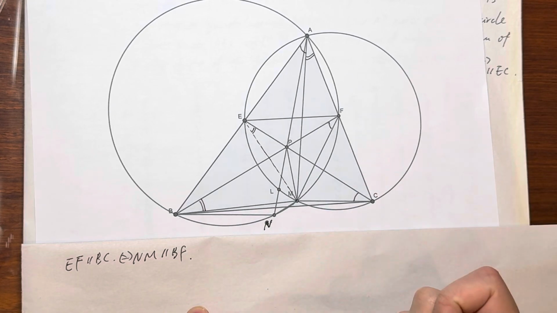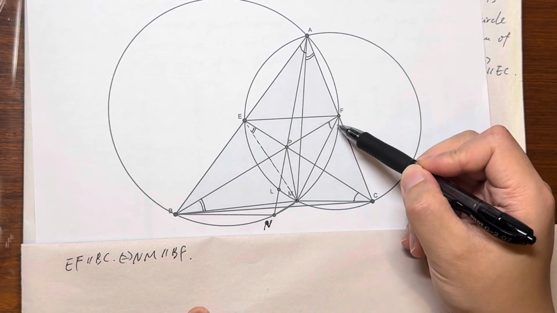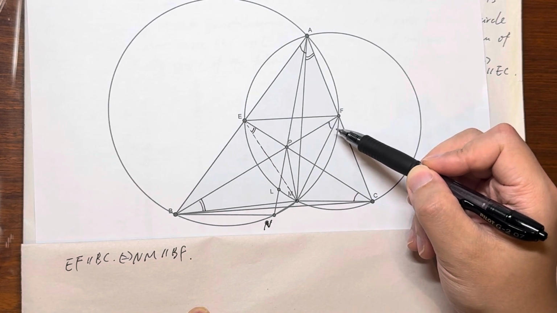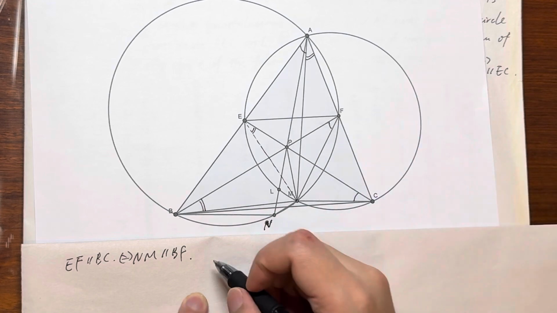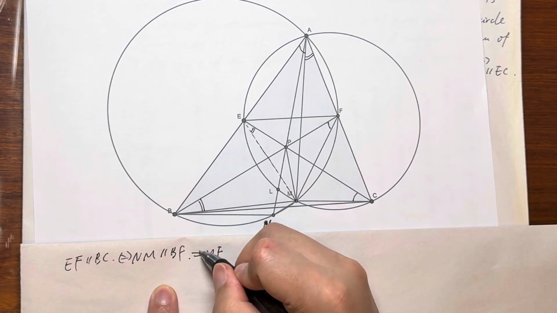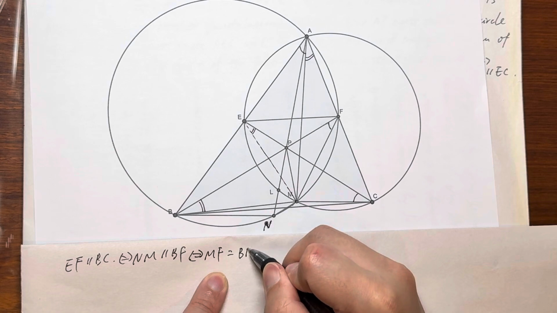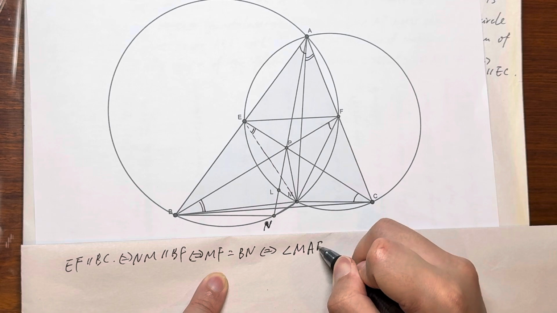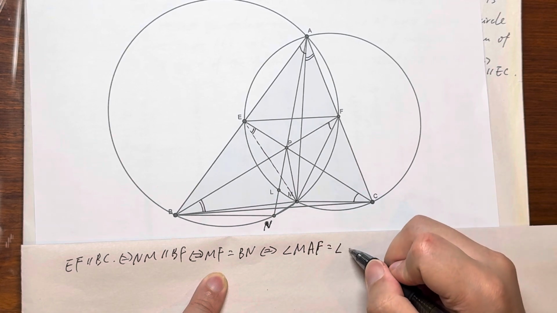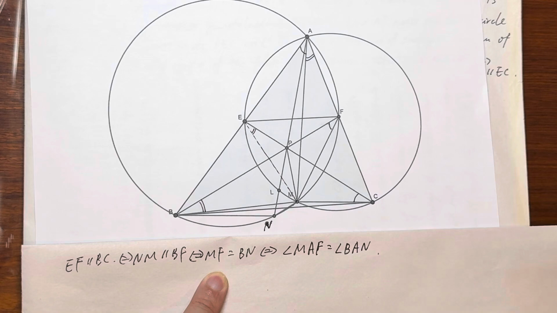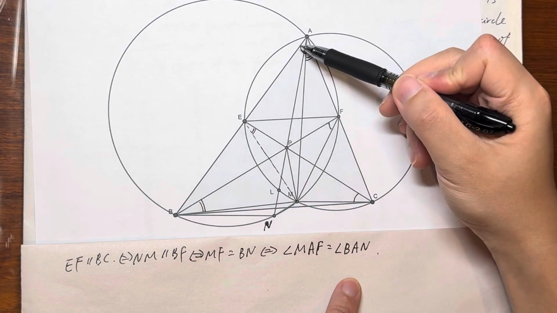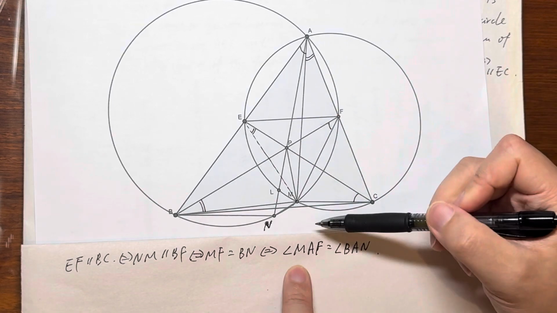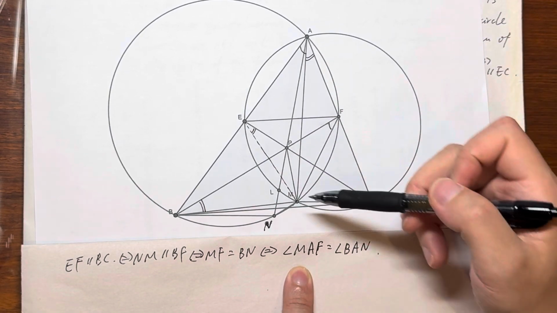Because they are on the same circle, we don't really need to prove the length of the chord. Instead, we can just prove the circular angle with reference to this chord. So MF equals BN is equivalent to angle MAF equals angle BAN. We just need to prove that angle BAN, which is angle EAP, equals angle MAF, which is the angle MAC.